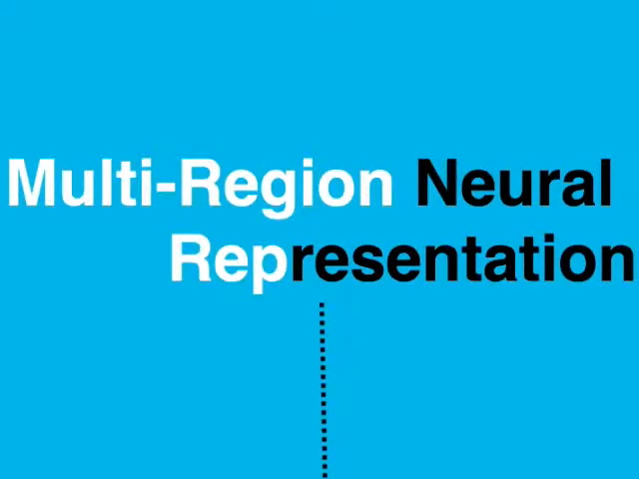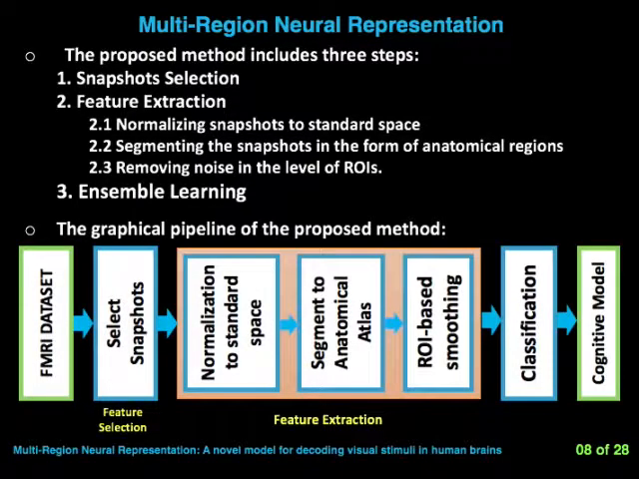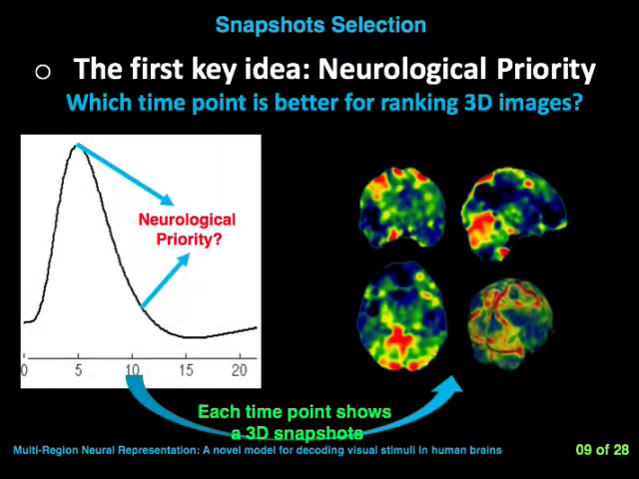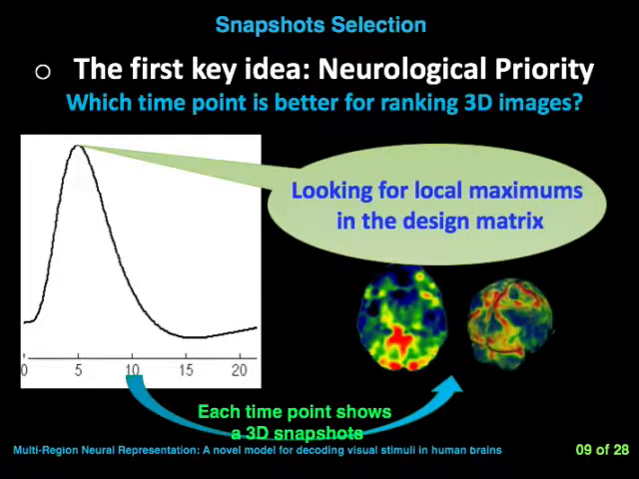Now we want to use the design matrix for learning an effective cognitive model. Our approach includes three steps: selecting snapshots, extracting features, and learning a cognitive model. At the beginning, we want to select a time point for each stimulus based on neurological priority. This figure depicts the time points belonging to a unique stimulus. Based on this figure, the brain state at the top of the diagram is better for learning a cognitive model. As a result, we are looking for local maximums in each column of the design matrix.